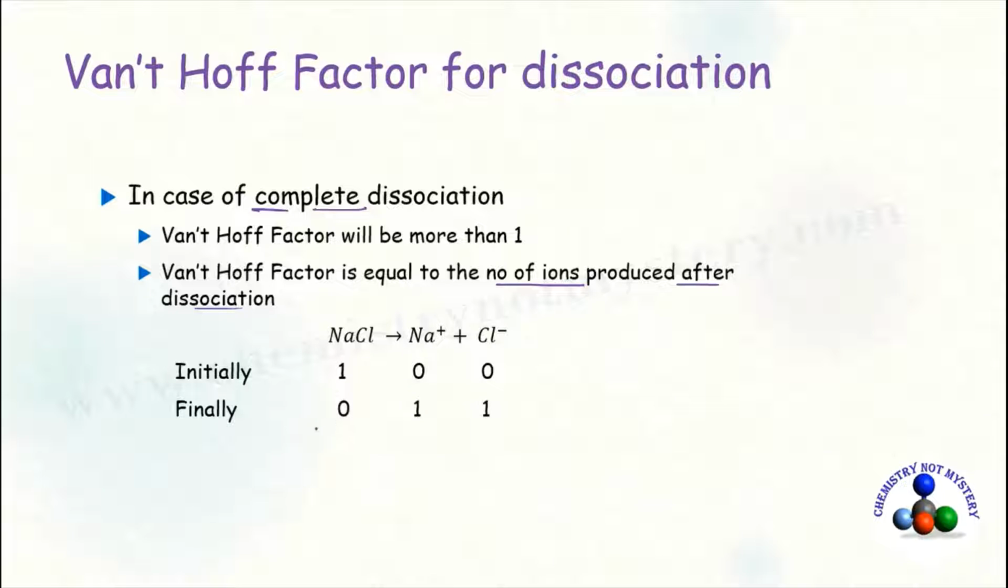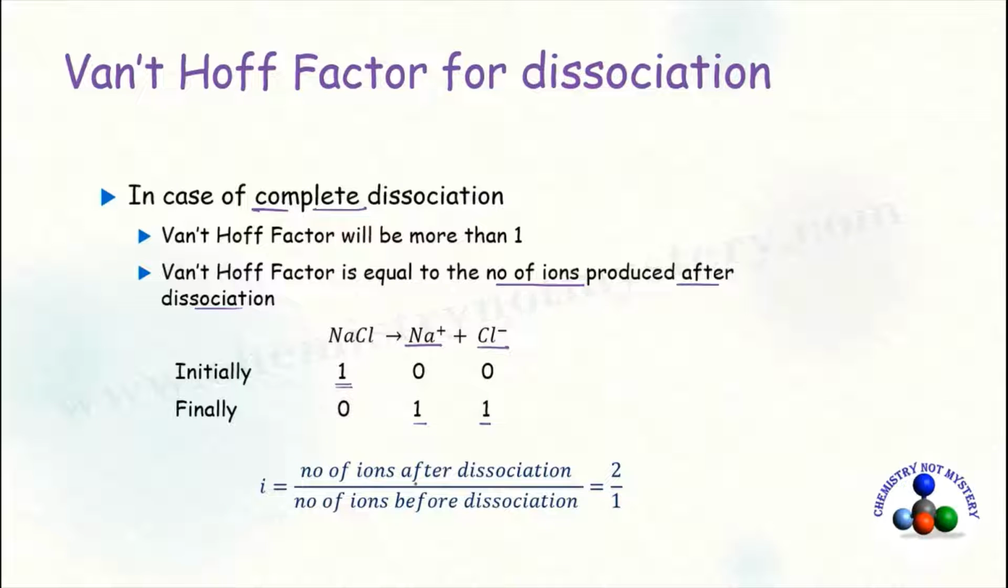all 1 mole will dissociate into Na plus and Cl negative. So finally, you will get 0 moles of NaCl because all the moles will dissociate into Na plus and Cl negative ion. By the dissociation of 1 mole of NaCl, you will get 1 mole of Na plus ion and 1 mole of Cl negative ion. And Van't Hoff factor i is equal to the number of ions after dissociation divided by the number of ions before dissociation. So after dissociation, here you will get 1 plus 1 is equal to 2. So here I have written 2.